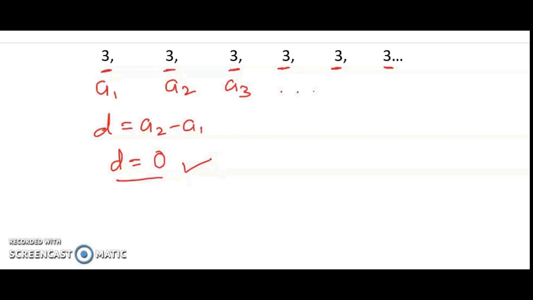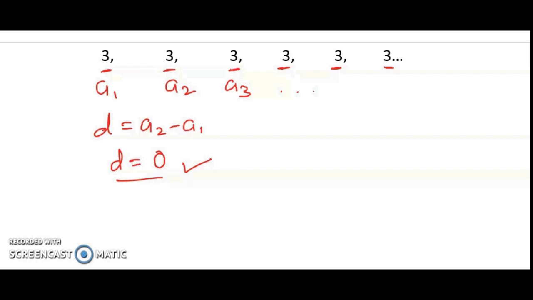So, in arithmetic progression, the difference between consecutive numbers remains the same. It may be positive, or it may be negative, or it may be 0. The important thing is that the difference remains the same.